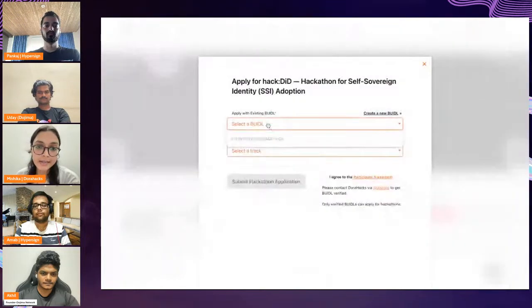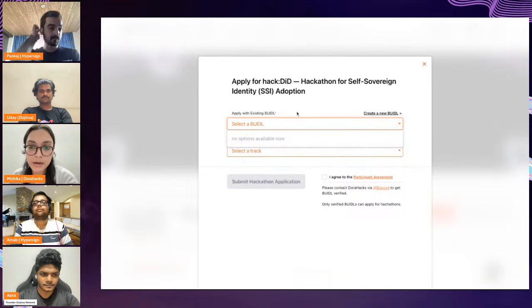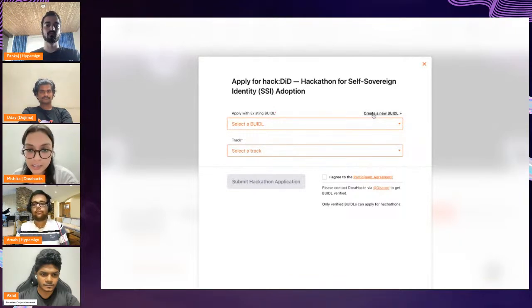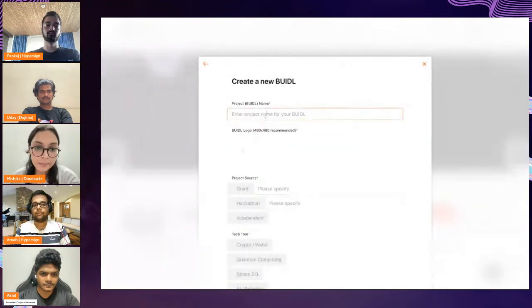And yeah, so this is for the developers who have already participated in hackathons and submitted a BUIDL on the DoraHacks platform. So this drop down will be populated by your previous BUIDL. So if you think there is a project again which is applicable to this hackathon and you want to tweak the project a little and submit that, you're also free to do that. But most developers, I assume, would need to create a new BUIDL. So click on this part which says create a new BUIDL and add the name.